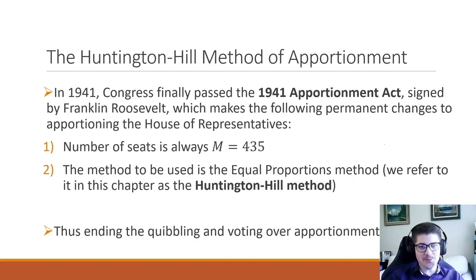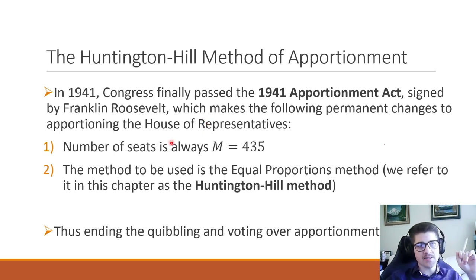The last method of apportionment in our book is called the Huntington-Hill method of apportionment, and is actually the current method that we use in the United States to determine the House of Representatives. But in 1941, the Congress passed the Apportionment Act, signed by President Roosevelt, which basically mandated the following things happen.